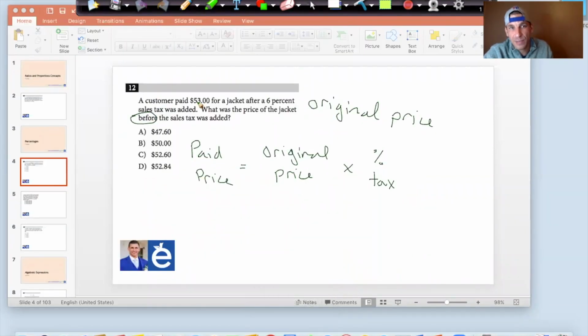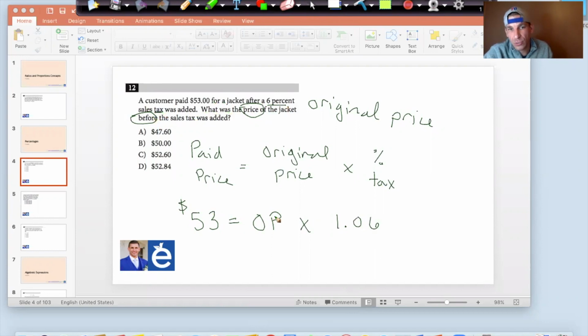A customer paid $53 for a jacket after 6% sales tax was added. So the price paid is $53. Its original price we do not know, because that's what it wants us to solve. What was the price of the jacket before the sales tax? The sales tax in this case, because it's a 6% tax, is going to be 1.06.